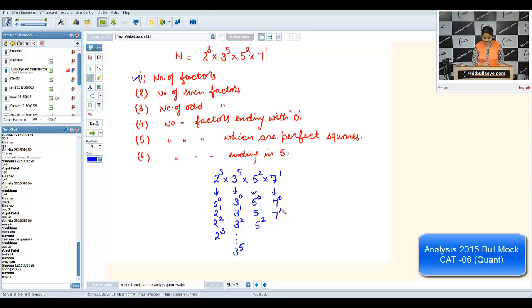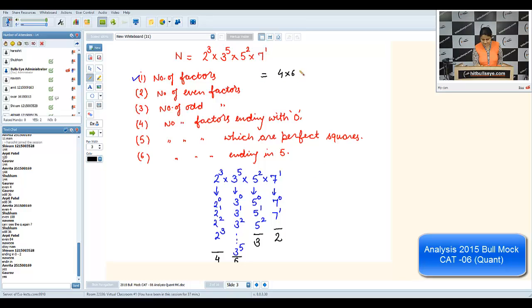Now I'm taking the very first part. I want to take a factor. From powers of 2, how many choices can be made? It will be 4, 3 plus 1 I am taking. From powers of 3, how many choices are possible? They are 6. From powers of 5, how many choices are possible? They are 3. And from powers of 7, it will be 2. So what is the answer to the very first question?